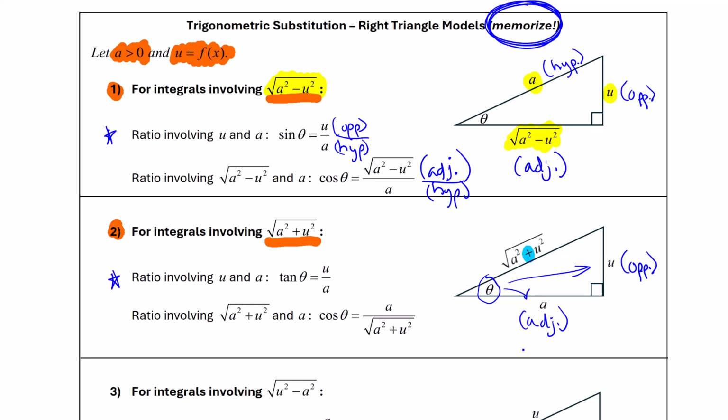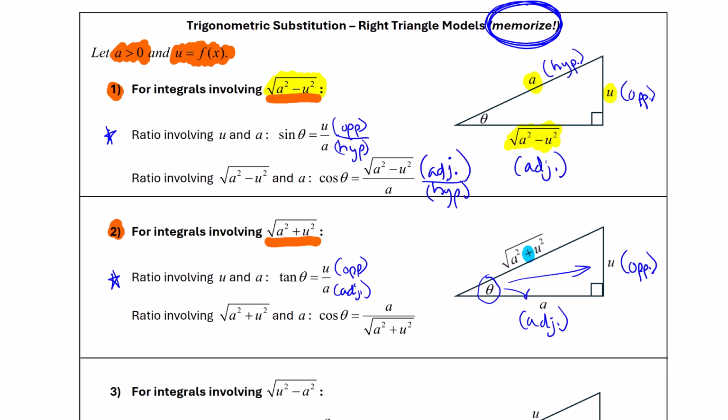Because if you're trying to create a ratio using trig involving the opposite and the adjacent, there's only one trig function that does it, and that is tangent. So we could say now, tangent of theta equals opposite, which is U, over adjacent, which is A, again in this current model diagram, which means we have a trig ratio.